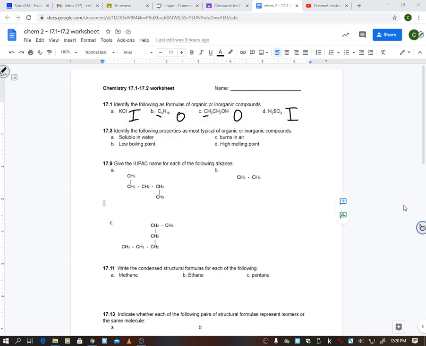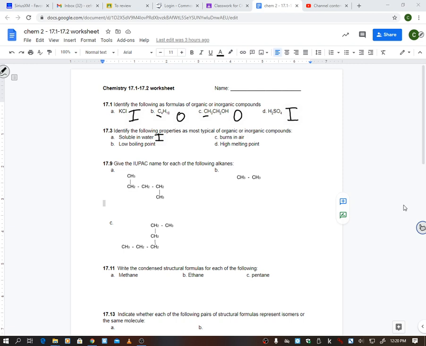17.3, we're just going to know, once again, if it's organic or inorganic. Now remember, organic is carbon, it's oils, gases. Inorganic are like salts. There are other things, but that's what we're going to compare right now. Soluble in water. Well, think about this. Salts will dissolve in water. Oil will not. So soluble in water is going to be an inorganic compound because salts are inorganic and they dissolve in water.